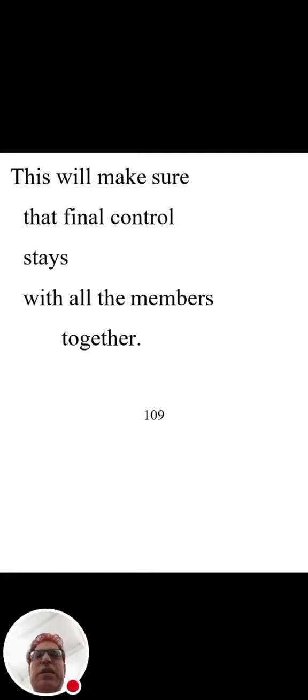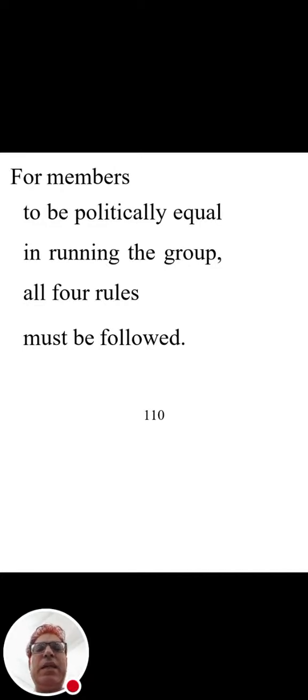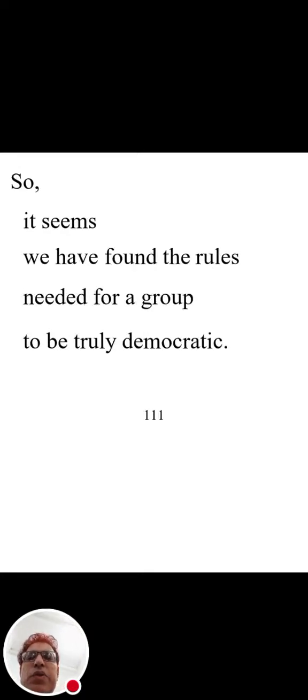What was the 4th criterion? Control of the agenda. The agenda should be controlled by all the members of the group, all the members of the assembly. This will make sure that final control stays with all the members together. For members to be politically equal in running the group, all 4 rules must be followed. So it seems we have found the rules needed for a group to be truly democratic.